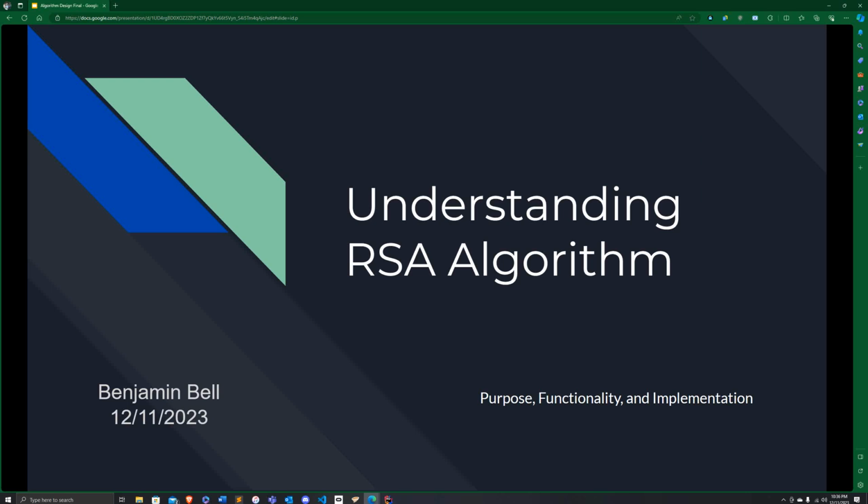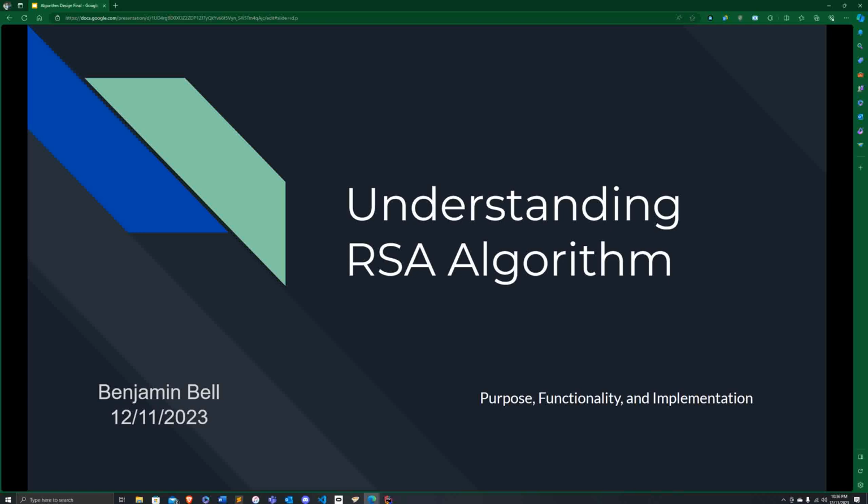Hello. Today we will be exploring the world of cryptography, and we're going to be focusing on the RSA algorithm. I'm Benjamin Bell, and I will be guiding you through the purpose, functionality, and implementation of this crucial cryptographic technique.